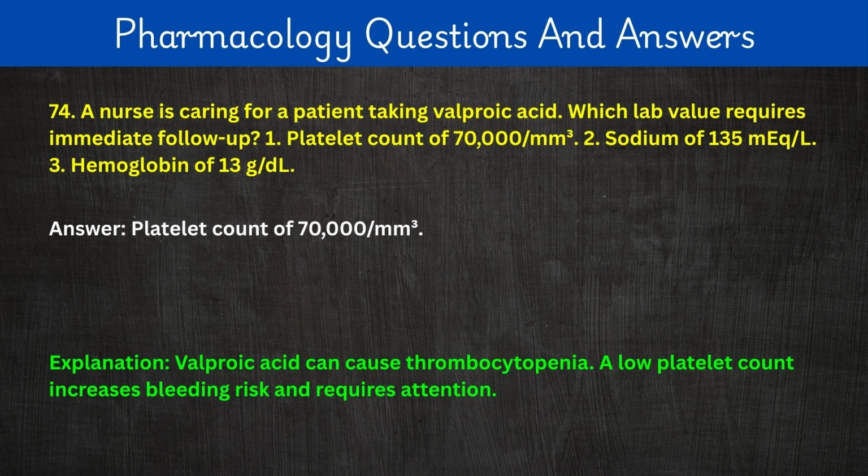74. A nurse is caring for a patient taking valproic acid. Which lab value requires immediate follow-up? 1. Platelet count of 70,000/mm³. 2. Sodium of 135 mEq/L. 3. Hemoglobin of 13 g/dL. Answer: platelet count of 70,000/mm³. Explanation: valproic acid can cause thrombocytopenia. A low platelet count increases bleeding risk and requires attention.